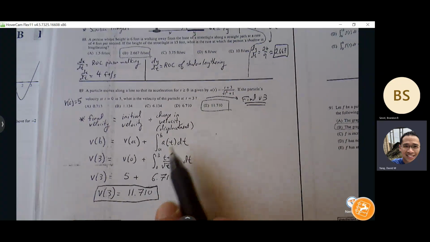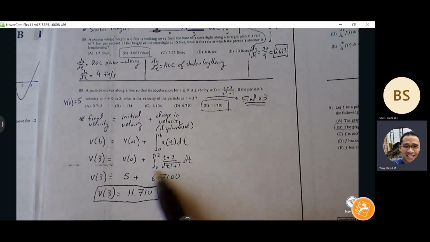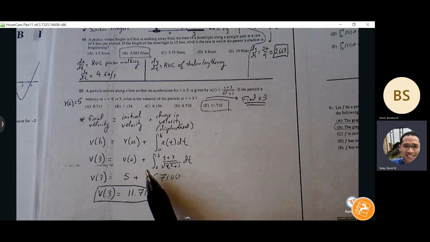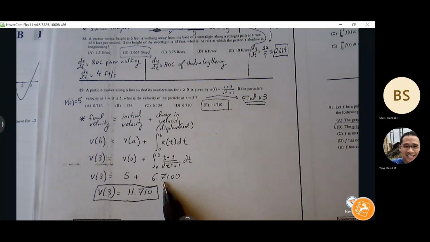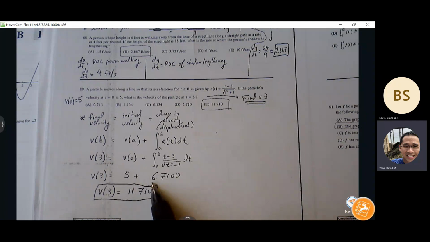So once you set this up, it's easy. Just plug in the calculator. Our initial velocity is 5. From 0 to 3, there's a change of 6.7 for velocity. So 5 plus 6.7 equals 11.71.